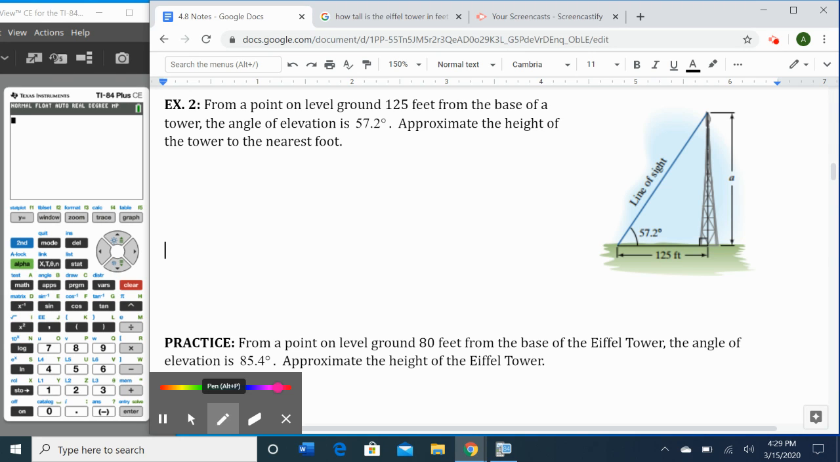All right, this is part 2 of the 4.8 notes. We're going to go through examples 2 and 3, and that should help you do problem number 8 on your homework. I think this should hopefully be review.